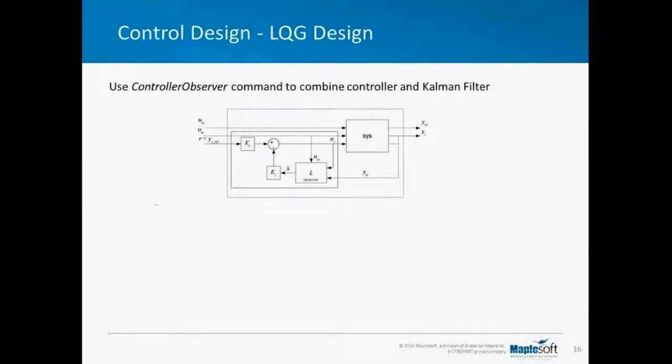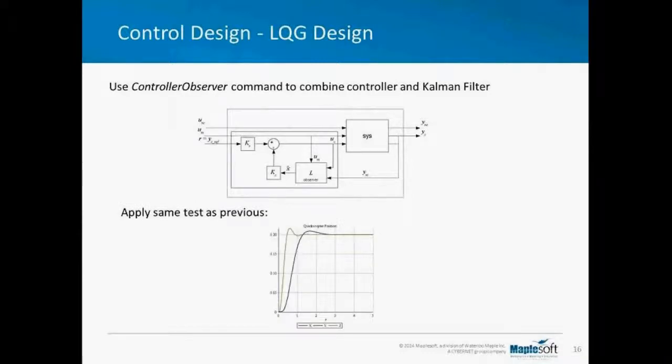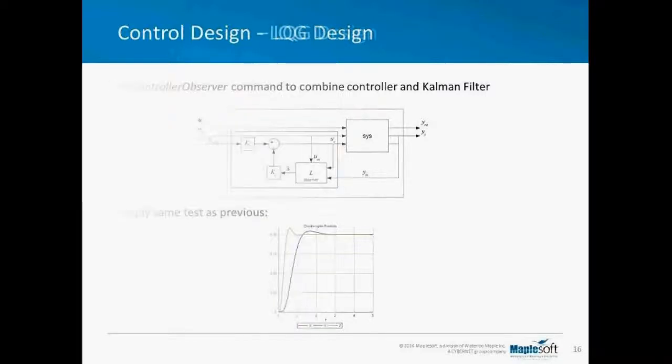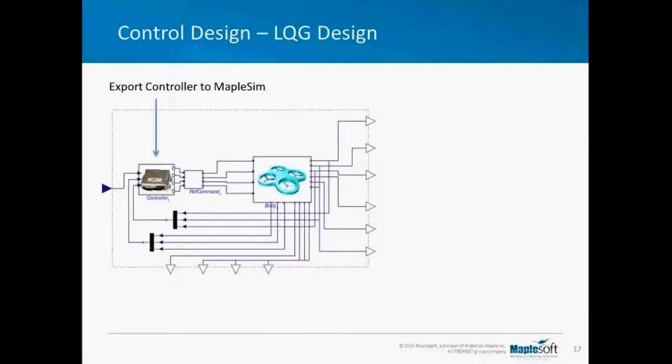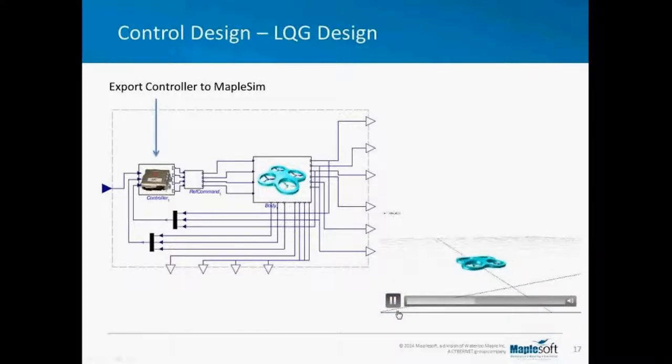The last step, we can use this command ControllerObserver to combine the controller and the Kalman filter and essentially create an LQG controller. And again, we'll apply the same test as previous, plotting the XYZ position of the system with a step input of 0.2. We export the controller into MapleSim so we can run a simulation. And here I've included a video of the quadrocopter in motion.